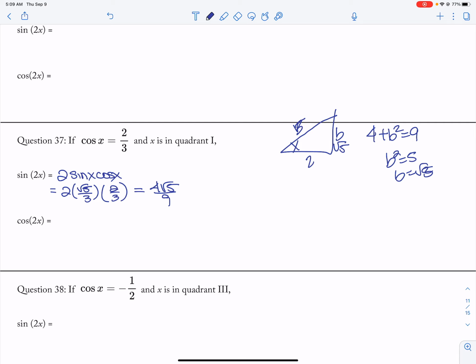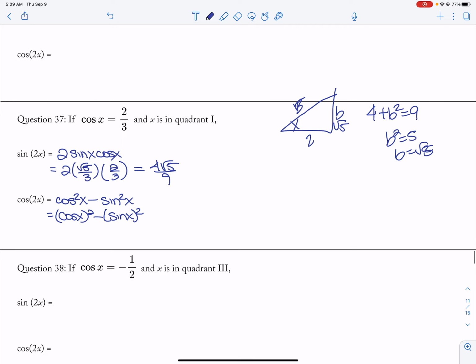Cosine of 2x, lots of different ways I could do it. I always memorize it as the cosine squared minus sine squared. So then I would have had cosine of x, the quantity squared, minus sine of x, the quantity squared. So then cosine of x is 2/3 squared minus root 5 over 3 squared. So then I would have had 4 over 9, and I would have had minus 5 over 9, so I would have gotten a -1/9.